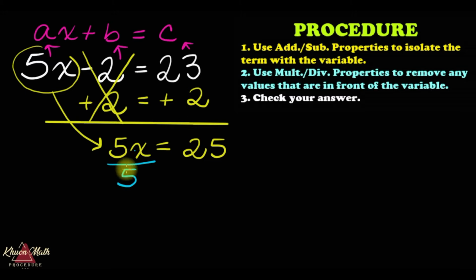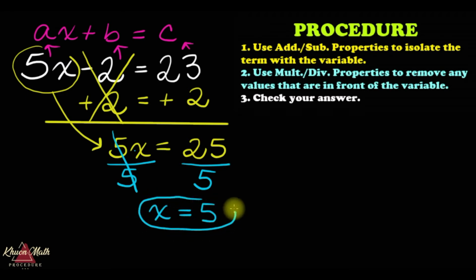So if you divide this by 5, you got to do it here because it's division property of equality. So meaning whatever you do to one side, you got to do it the same to the other side. So we got to divide this by 5. Okay, 5 divided by 5 is 1. So you're left with x. And then 5 goes into 25 5 times. So x is 5. And you can check it.